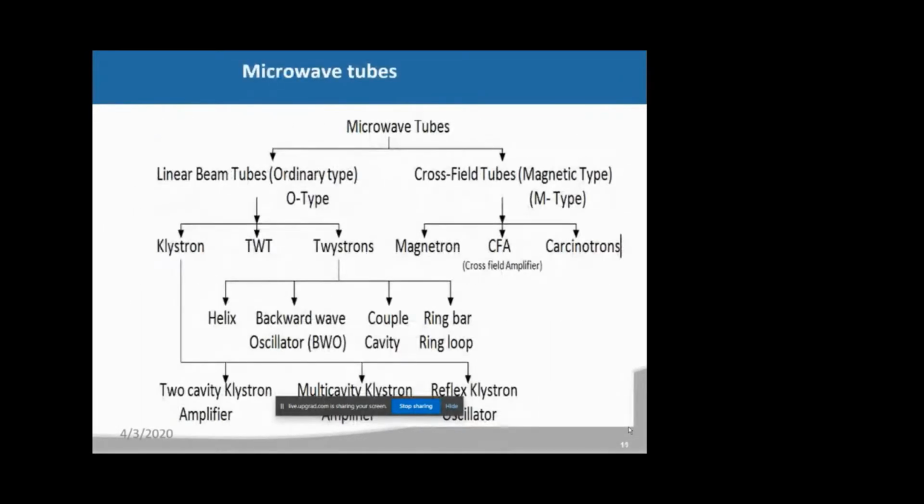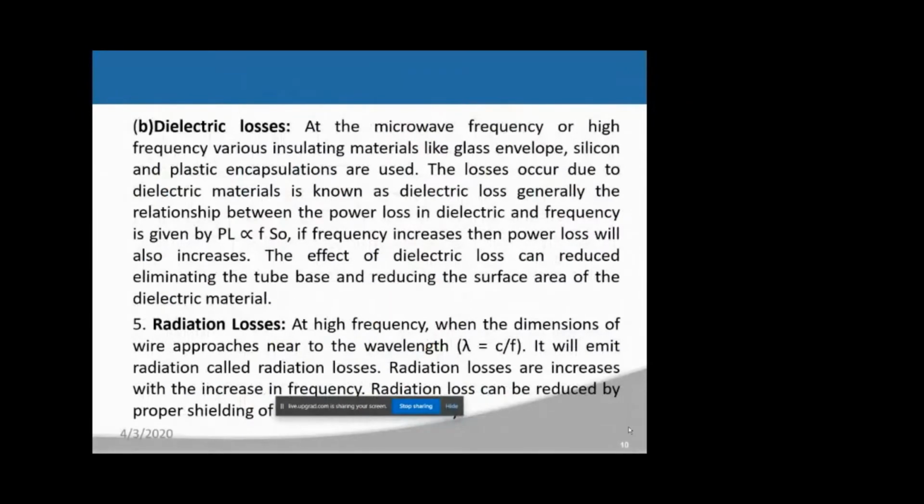The next one is radiation losses. At high frequencies, when the dimensions of a wire approach the wavelength lambda, where lambda is equal to c by f, it will emit radiation, called radiation losses. Radiation losses increase with an increase in frequency. These radiation losses can also be reduced by proper shielding of wire and cable.